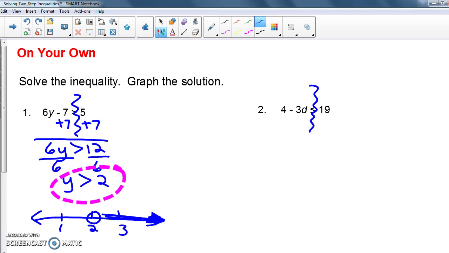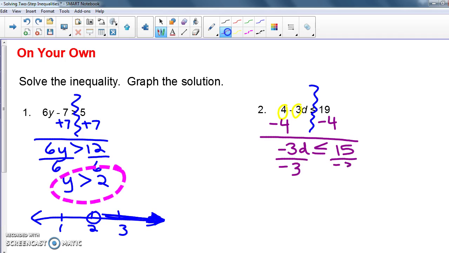Well, what I notice is I need to get d by itself, and I have two things I need to get rid of. I need to get rid of this and this. I see that the 4 is farther away from the d, so I have to start with the 4. It's a positive 4, and then it says minus 3. So what I have to actually do is subtract 4 because it's positive 4. Once I do that, don't forget about the negative before the 3d. That's attached to the 3. So I have negative 3d is less than or equal to 15. And then I need to divide away the negative 3.